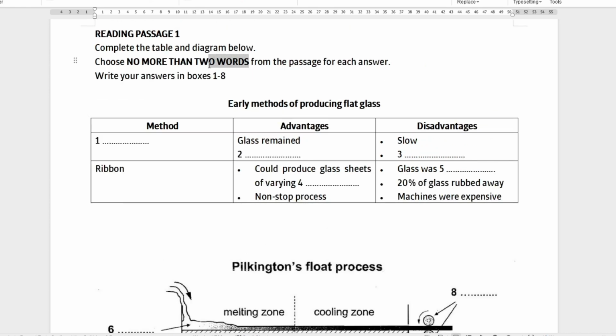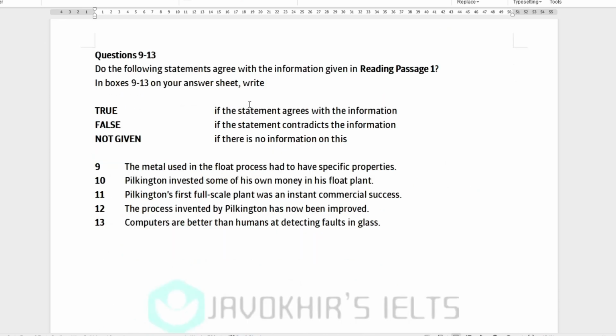We have two words here, and then we have true false not given. I just really want to see what things are there. The metal used in float process have specific properties, so I'm going to take that. Pilkington invested some of his own money in his float plant. Okay, so he invested his own money.